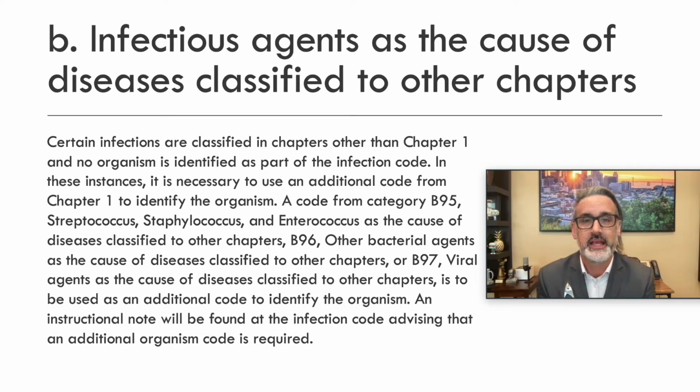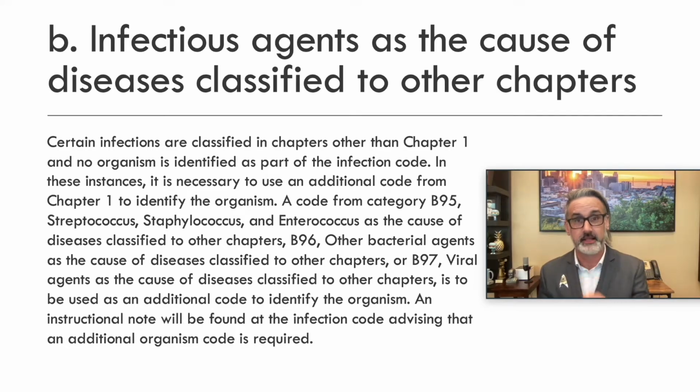A code from category B95, Streptococcus, Staphylococcus, and Enterococcus as the cause of diseases classified to other chapters, and B96, other bacterial agents as the cause of disease classified to other chapters, and B97, viral agents as the cause of diseases classified to other chapters, is to be used as an additional code to identify the organism. And an instructional note will be found at the infection code advising that an additional organism code is required.